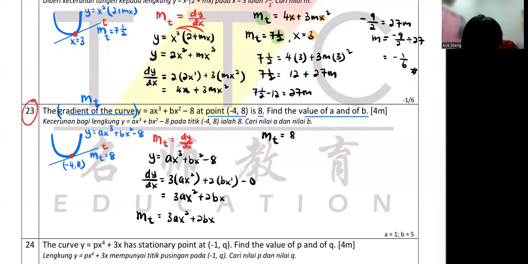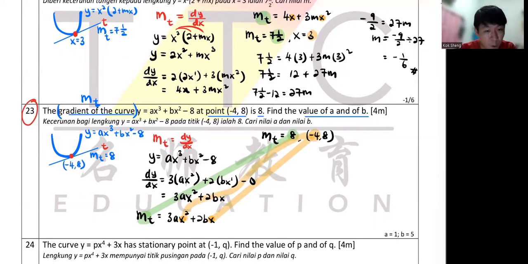mt is equals to 8 at the point -4, 8. So sub in both again. The mt replace with 8 and the -4, replace it with x. So later you have no more mt, no more x, right? Only left the a and b. And you can see there's no y here, no y. So the 8, no need to sub. There's no y here, right?